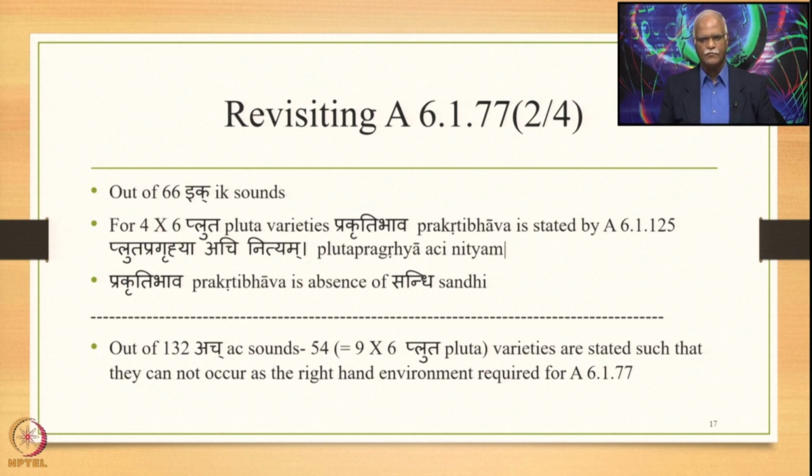Now, if we look at the ach sounds, which are 132, which are the right hand side environment, we observe that 54, that means 9 vowels and 6 Pluta varieties each, are stated in the grammar of Panini such that they cannot occur as the right hand side environment required for 6.1.77. Pluta is stated only at the end of the sentence, Vakyasya Teh Pluta Udattah, and so on. So, the sutras of Panini state Pluta in such a manner that it cannot become the right hand side environment for this sutra 6.1.77 to apply in general. And so, we remove those 54 sounds from the list of right hand side environments.